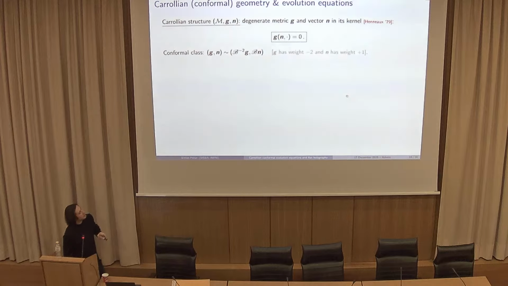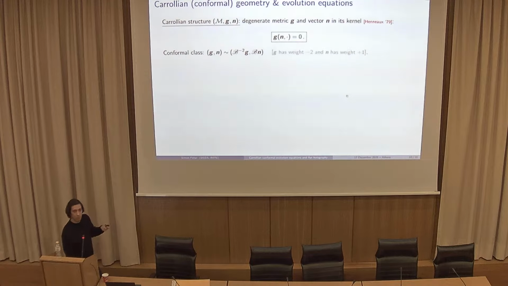Very good. So now let me also introduce a bit more definitions. What is a Carrollian structure? This is the given of a degenerate metric G and a null vector n that is in its kernel. I call it n, it's a null vector. In fact, it's such that when you contract this vector with the metric, you get 0 automatically.